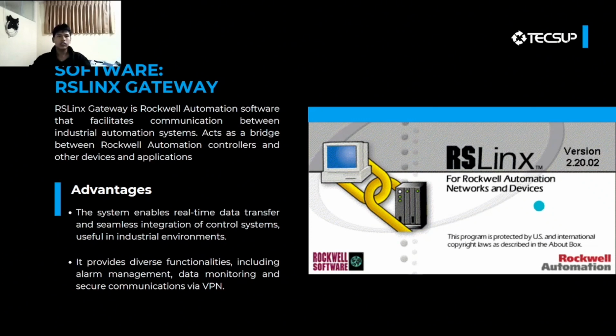Software: Rockwell Automation Gateway. It is a Rockwell Automation software that facilitates communication between industrial automation systems, acting as a bridge between the Rockwell Automation controller and other devices in the application. The system enables real-time data transfer and seamless integration of control systems, useful in industrial environments. It provides functionality including alarm management, data monitoring, and secure communication via VPN.